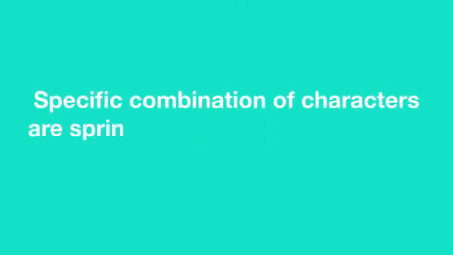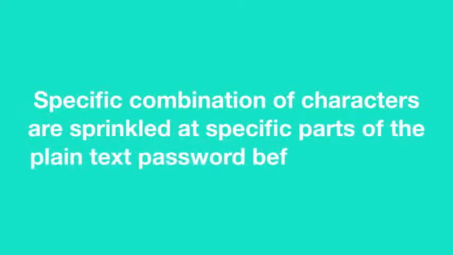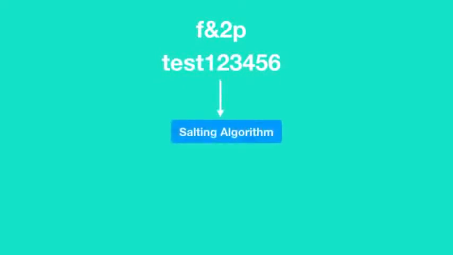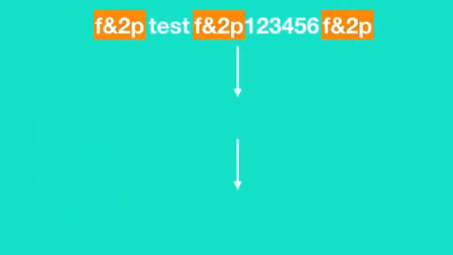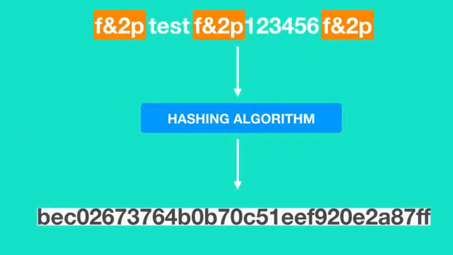A new technique called salting was introduced by security analysts to give hackers a hard time in cracking passwords. In this technique, a specific combination of characters is inserted at specific positions of the plain text password before hashing. Every company has its own salting algorithm and they don't make their salting algorithm public. For example, let's say Facebook's salting algorithm inserts the string f&2p at the beginning, after the third character, and at the end of the plain text password. After salting the password, the salted password is then hashed by a hashing algorithm.